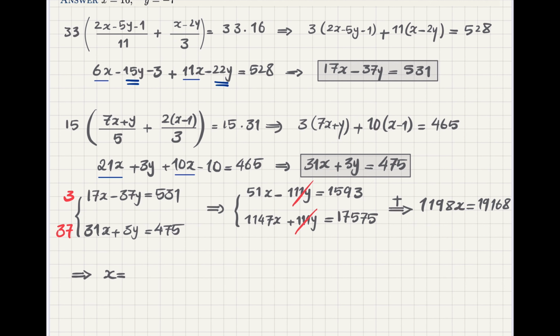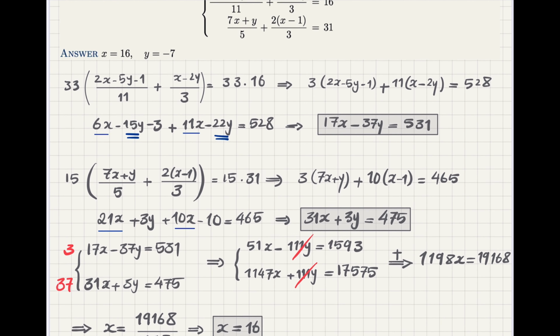So x is this number divided by that number. Okay, so then what happens? X is equal to, so let me do this calculation by my calculator again. So it becomes 16. Okay, so if I divide, it becomes 16. So this is my x value.